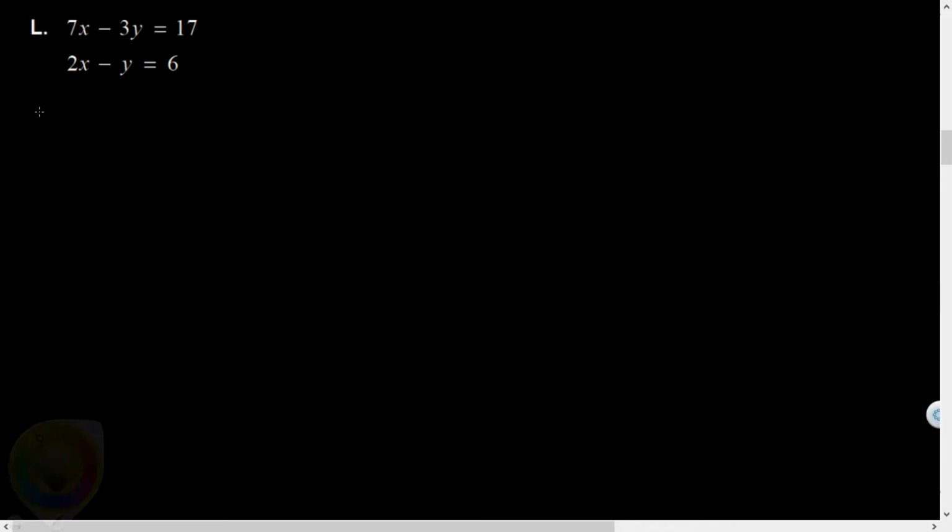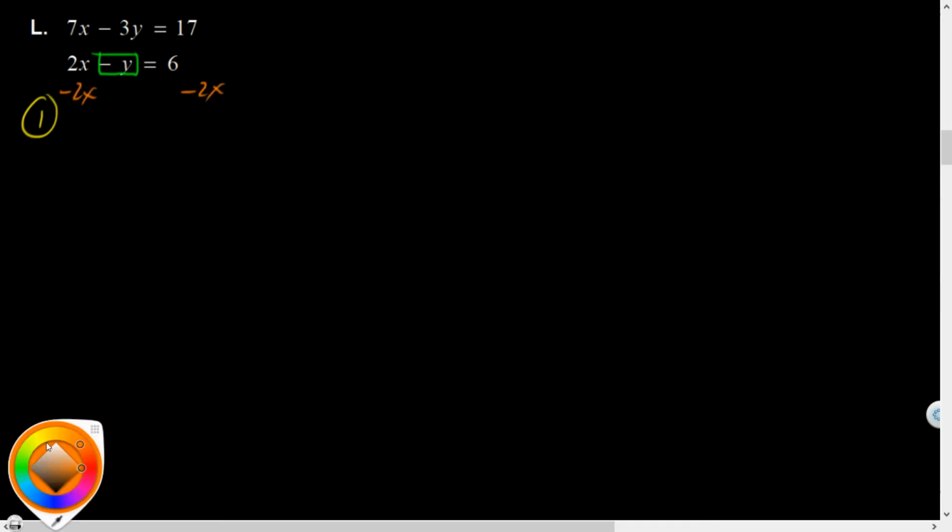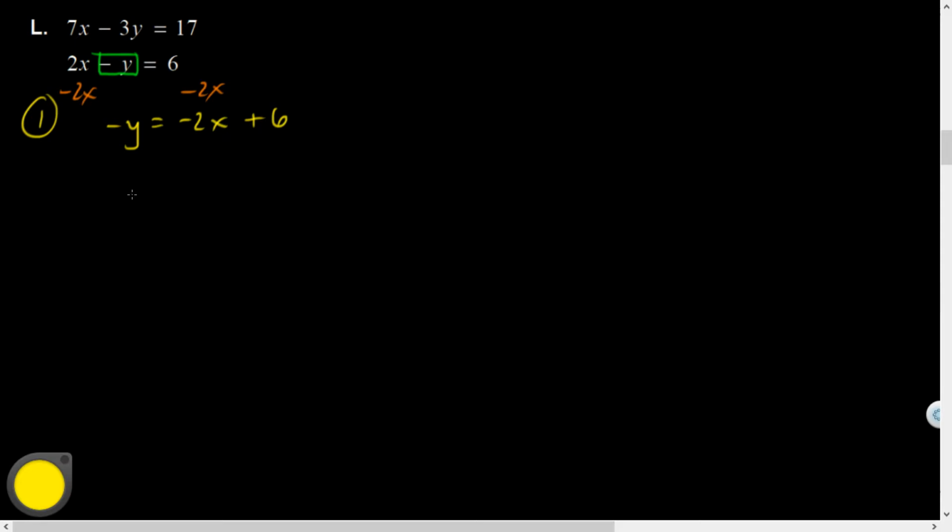Step 1, solve one of the equations for one of its variables. Where is the weak spot? Which variable? All right, so this second equation, and which variable should I solve for? The y, right? I want to get that y by itself. So to move this 2x to the other side, I've got to subtract it. So I'll have the opposite of y equals negative 2x plus 6. So what's positive y equal to?